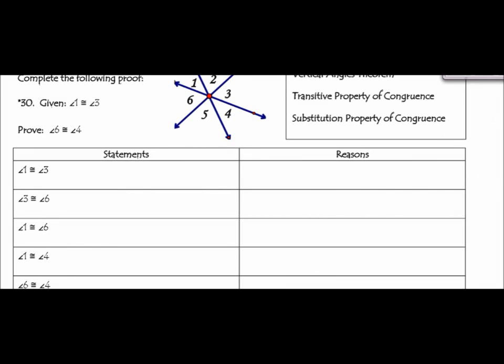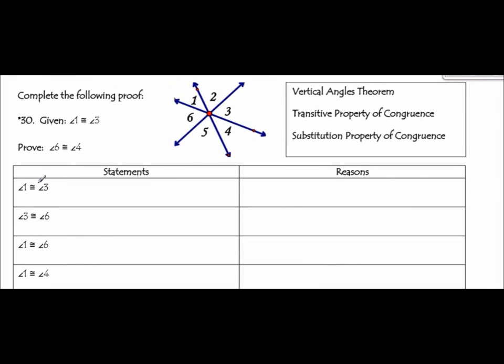Number 30 is an angle proof. We're given that angle 1 is congruent to angle 3, and here we see angle 1 is congruent to angle 3. So that's my given. And here's a word bank. If you notice, there are only going to be 3 different reasons, except for the given, but I don't put that in the word bank because you know that one.